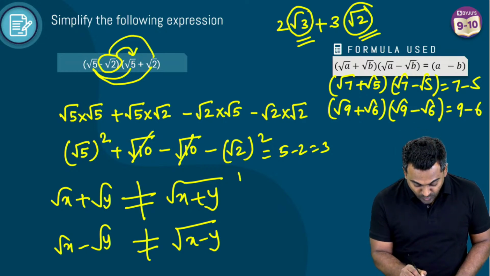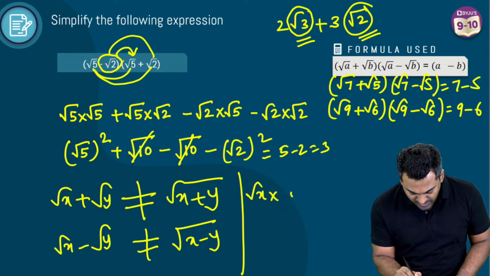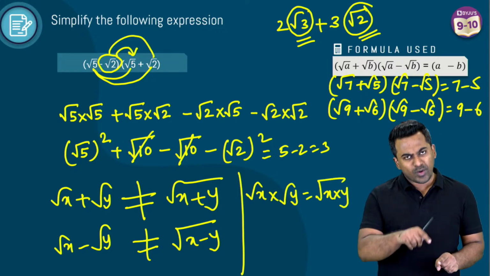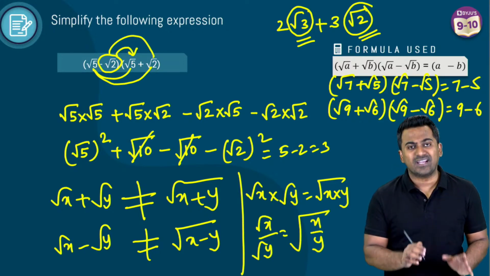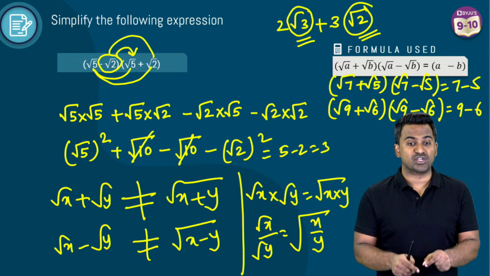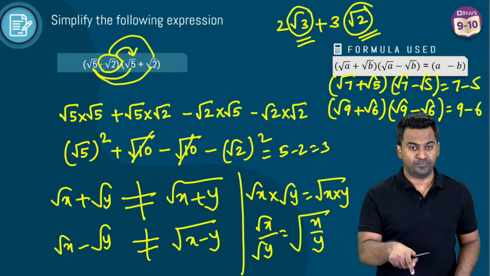But it works for multiplication and division. Root of x multiplied with root of y, this time you can write it as root of xy. You can combine the root for multiplication and you can combine the root for division, but you can't combine the root for addition and subtraction. Please remember this. These are going to be different terms.